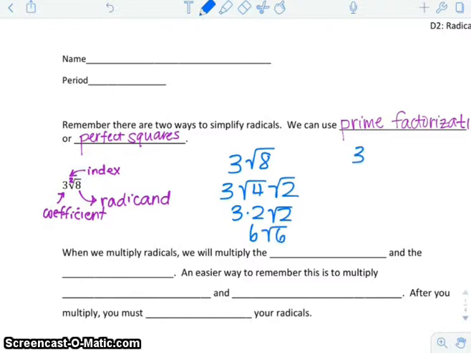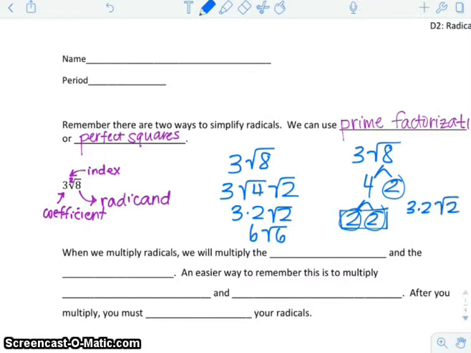Or I can say the prime factorization of 8 is 2 times 2 times 2. These are all my final branches. Anyone that gets a buddy gets to leave. So these 2's get to leave the radical, and the other 2 goes back under, and I'm left with 6 radical 2. You'll notice, after I fix my mistake here, you get the same answer either way. So remember, the choice is yours, whatever way you find easier.